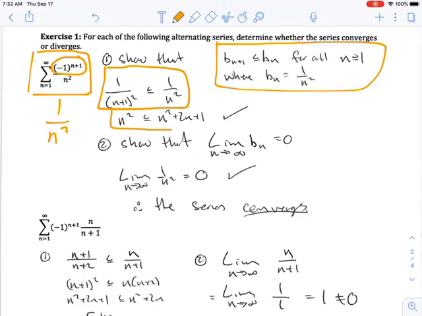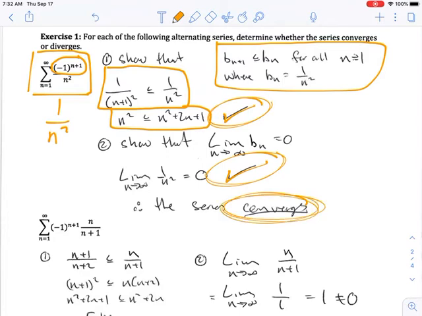Cross multiplying, we get this. And now intuitively, we can see that n squared has to be less than or equal to n squared plus 2n plus 1. And so it passes the first requirement by the alternating series test. I just like to put a little check there. Number 2, we have to show that the limit is equal to 0. So the limit of 1 over n squared is clearly equal to 0. Right? Just taking the limit of that, boom, it passes requirement number 2. So B sub n is a decreasing function. The limit of B sub n is 0. Therefore, the alternating series converges.